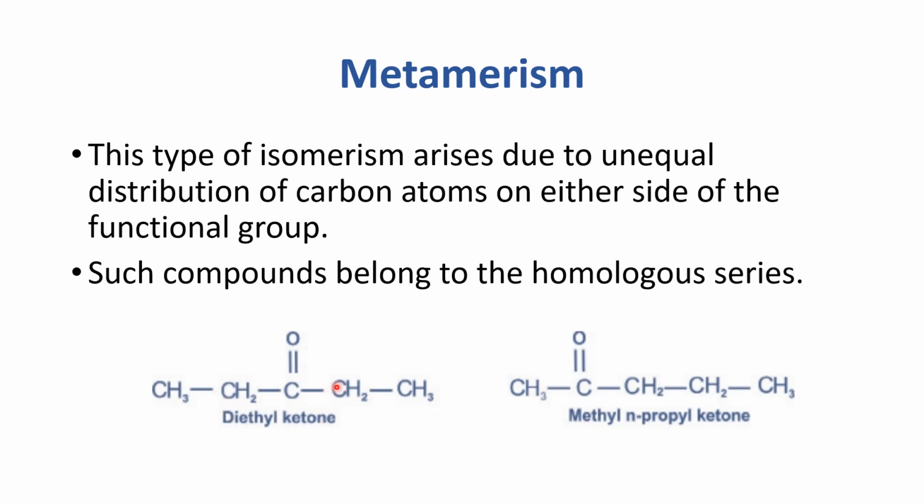So diethyl ketone में कार्बन के दोनों साइड्स पे same number of carbon atoms present है. यानी कि यहाँ पे भी ethyl group है, यहाँ पे भी ethyl group है. लेकिन यहाँ पे we have one side we have methyl and on the other side we have propyl group. कार्बन सेम ही है, इसमें भी 5 कार्बन है, इसमें भी 5 कार्बन है, लेकिन सिर्फ अल्काइल ग्रुप्स चेंज होने की वजह से it exhibits metamerism.